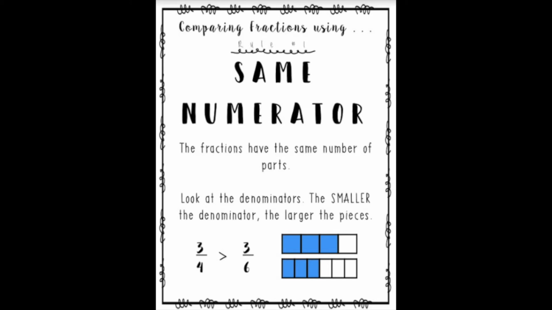The smaller the denominator, the larger the pieces. So you would rather share a chocolate bar with 4 people than 6 people because your pieces are going to be larger. Both fractions have 3 parts, however, I would rather have the one that's cut into 4 pieces because my parts are going to be larger than those that are cut into 6 pieces. So we can see that 3/4 is greater than 3/6.